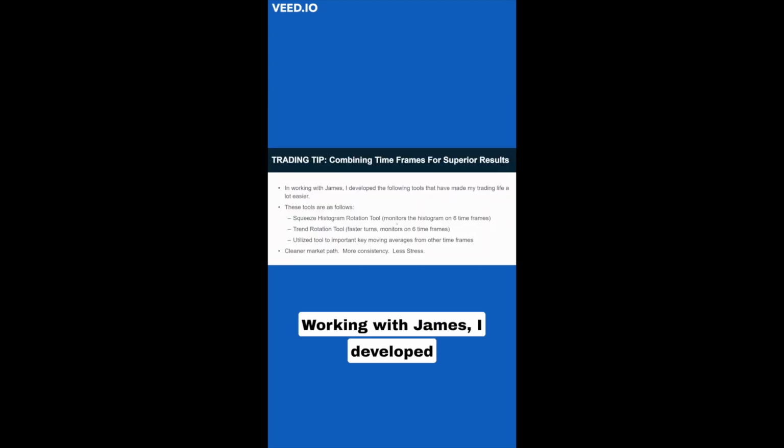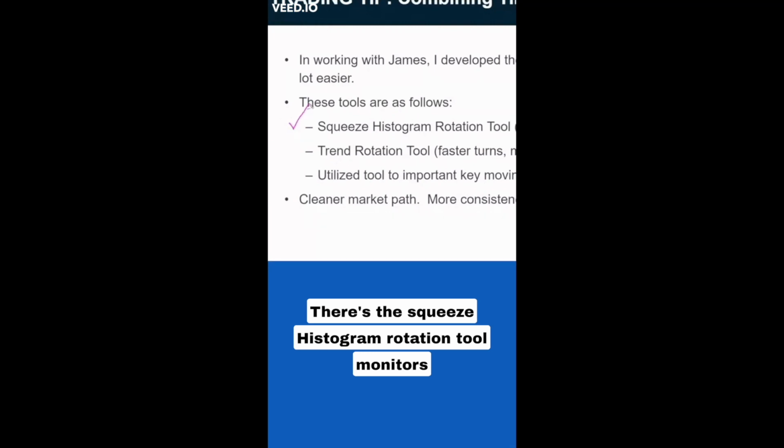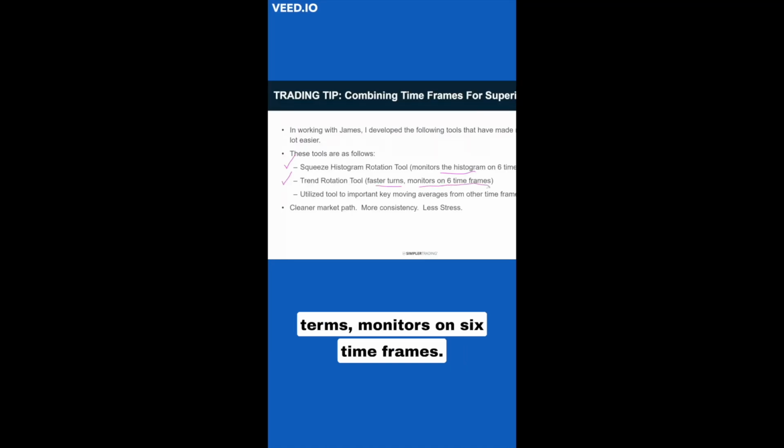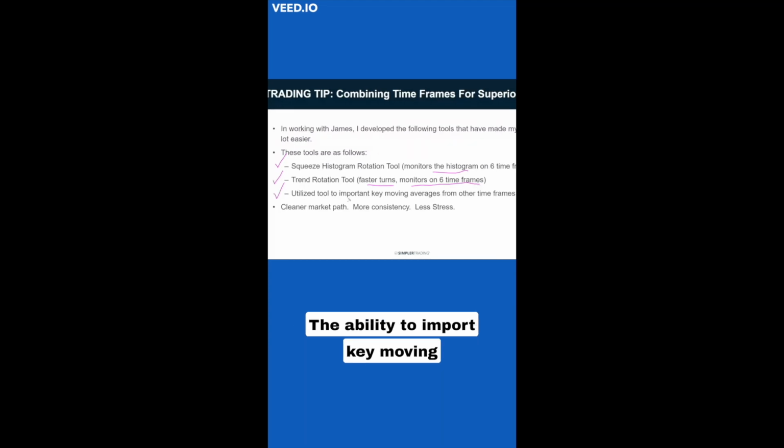Working with James, I developed the following tools that have made my trading life a lot easier. There's the squeeze histogram rotation tool, which monitors the squeeze histogram on 6 time frames. The trend rotation tool, which has faster terms, monitors it on 6 time frames. And there's the regular version and the standard deviation version. One you use for the indexes, one you use for stocks. The ability to import key moving averages from other time frames.